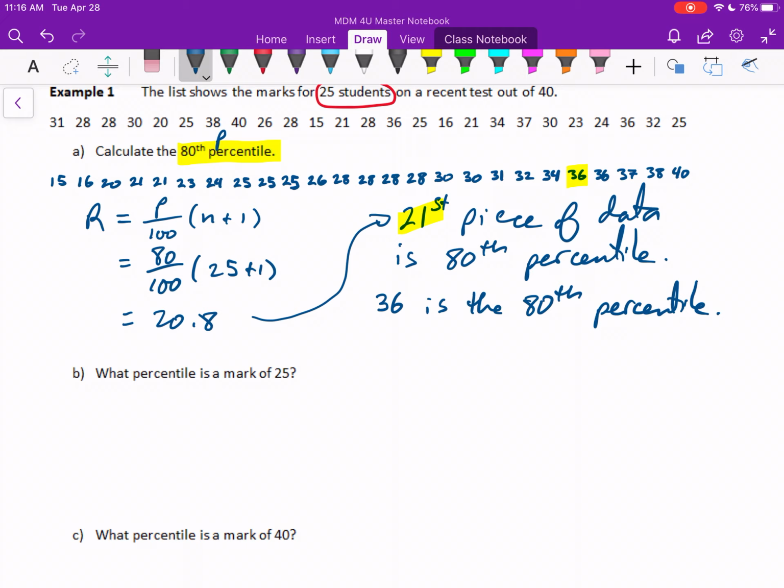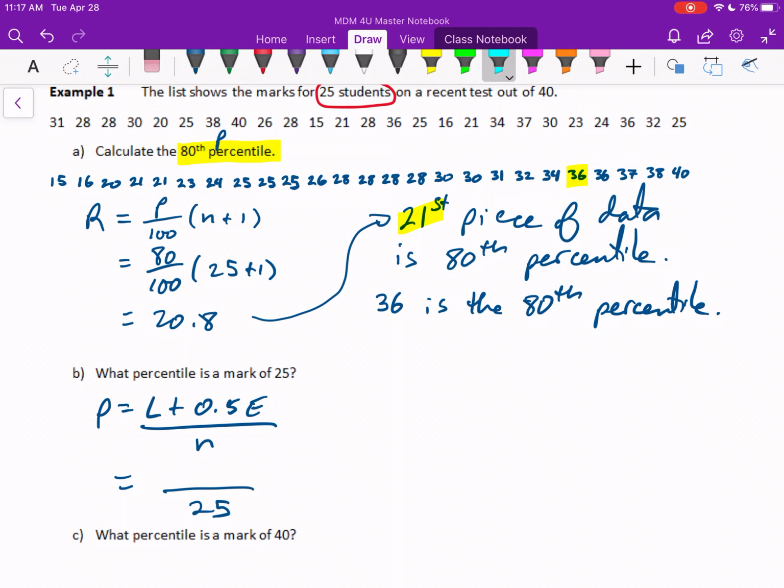What percentile is a mark of 25? Okay, so this time they're asking what percentile is something. So I need to use the other formula, P equals L plus 0.5e over n. And again, we know what n is. N is 25. Now L is, remember, the number of pieces of data that are less than what we're looking for. So we're going to find 25 on the list.